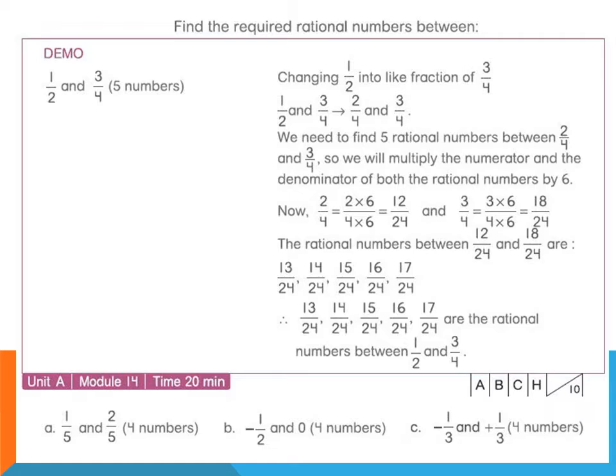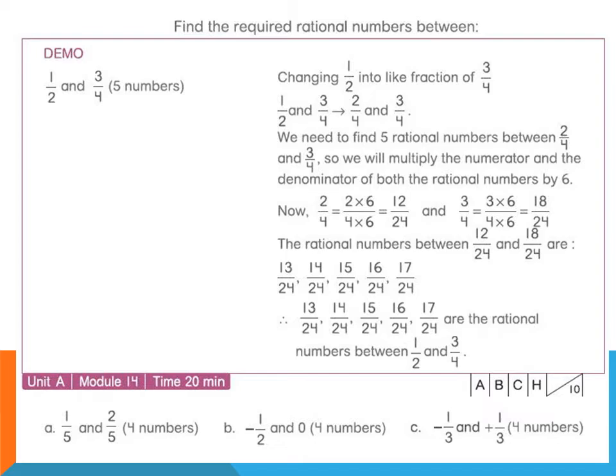So here in module number 14, we have to find the required rational numbers between two given rational numbers. Look at the demo. We have to find 5 numbers between 1 by 2 and 3 by 4. So first of all, we have to make these two rational numbers 1 by 2 and 3 by 4 into like fractions. So what were like fractions? The fractions which have the same denominator.